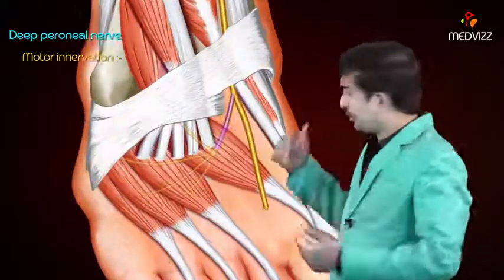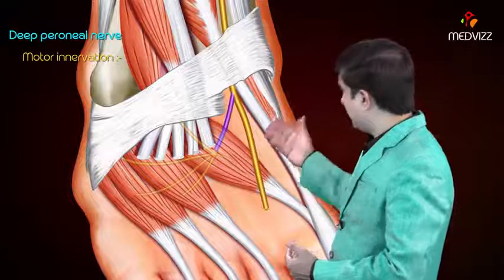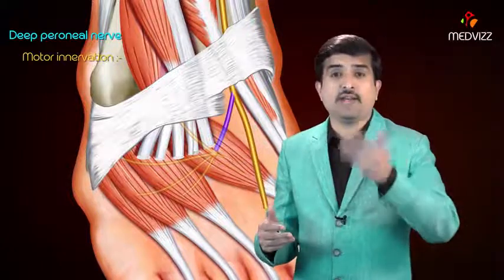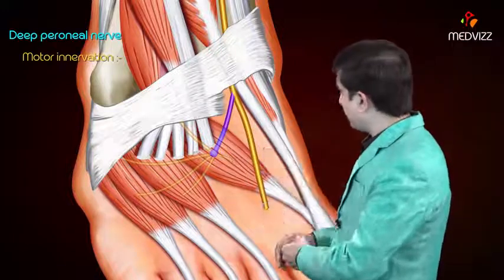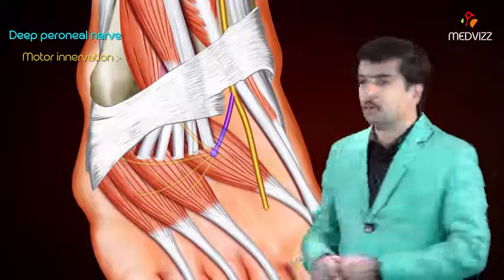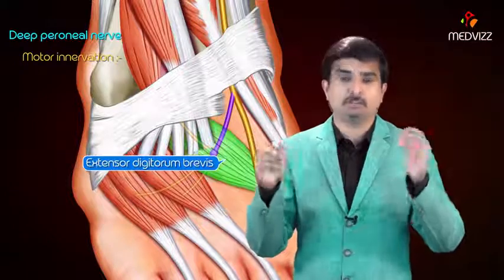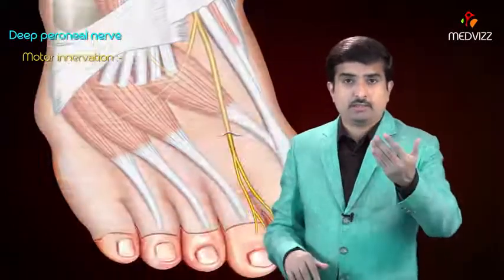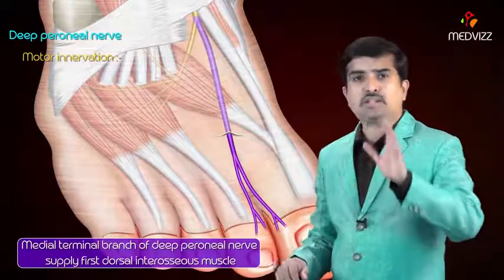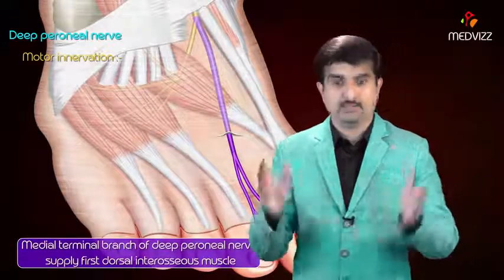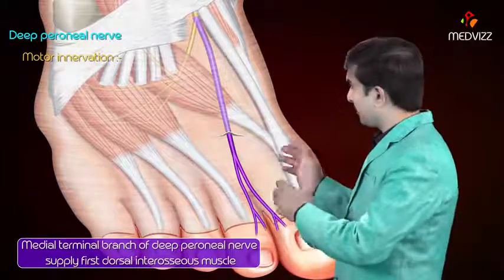And the lateral terminal branch of the deep peroneal nerve, as I already mentioned, ends as a pseudoganglion, and the branches from the pseudoganglion supply one important muscle known as extensor digitorum brevis. And the medial terminal branch of the deep peroneal nerve supplies the first dorsal interosseous muscle. This is about the motor innervation.